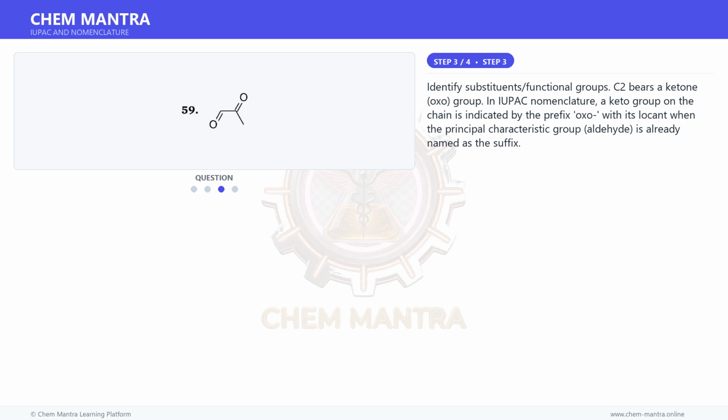Identify substituents' functional groups. C2 bears a ketone, oxo, group. In IUPAC nomenclature, a keto group on the chain is indicated by the prefix oxo with its locant when the principal characteristic group, the aldehyde, is already named as the suffix.